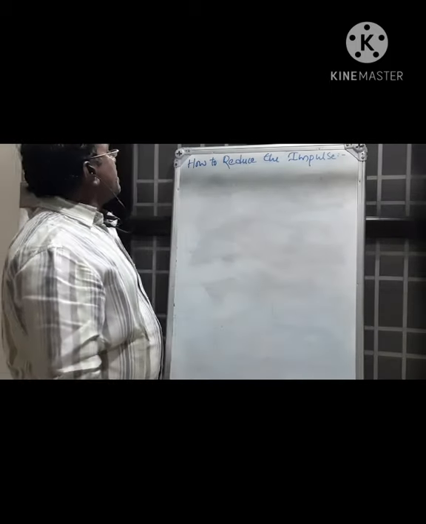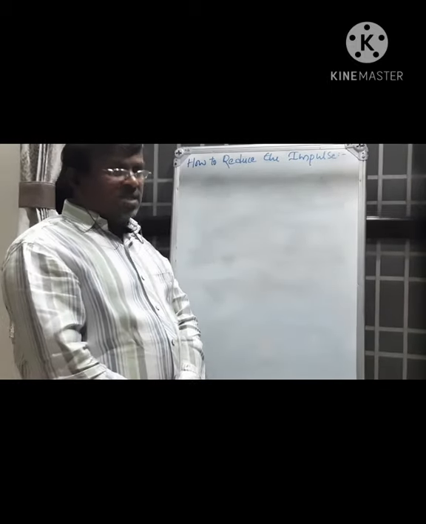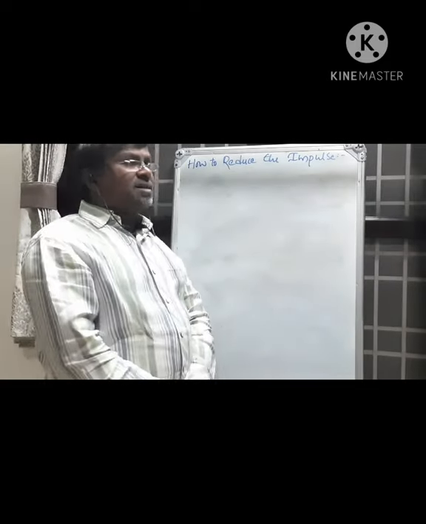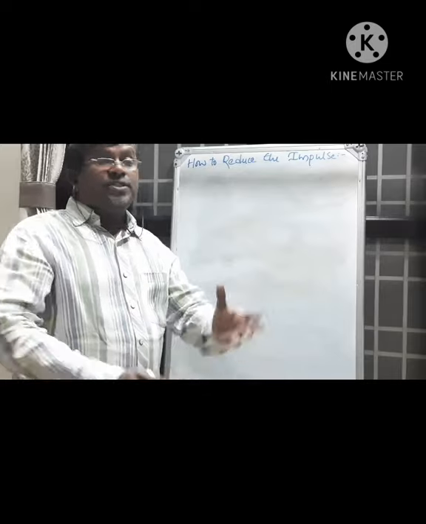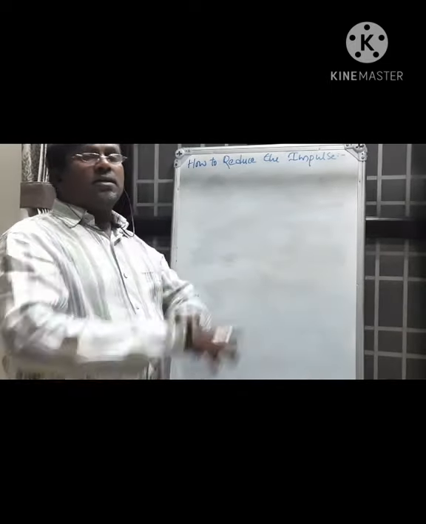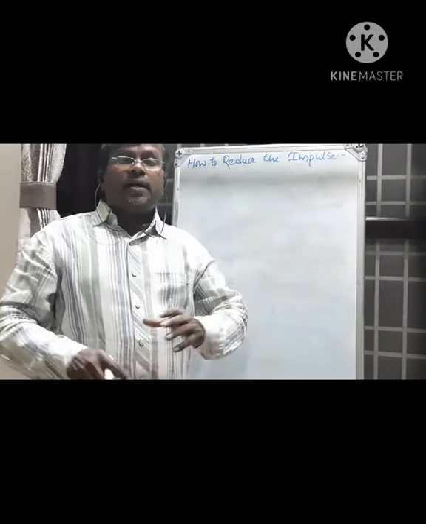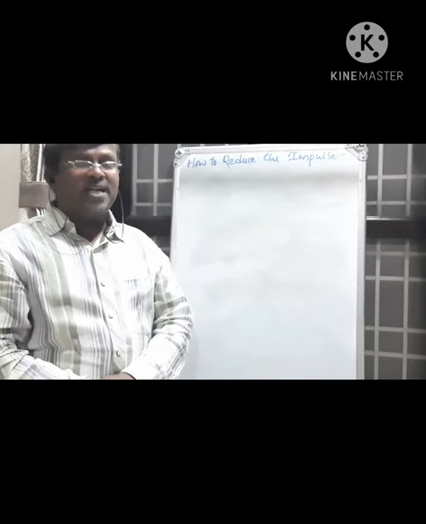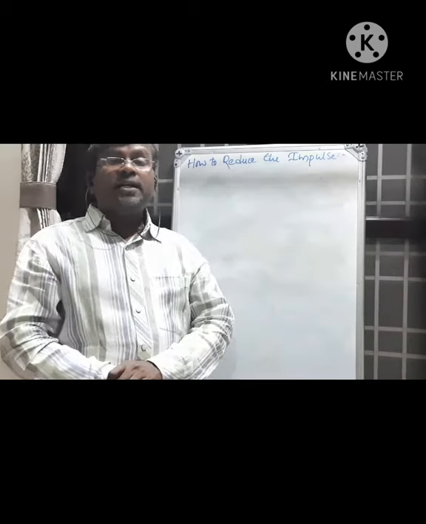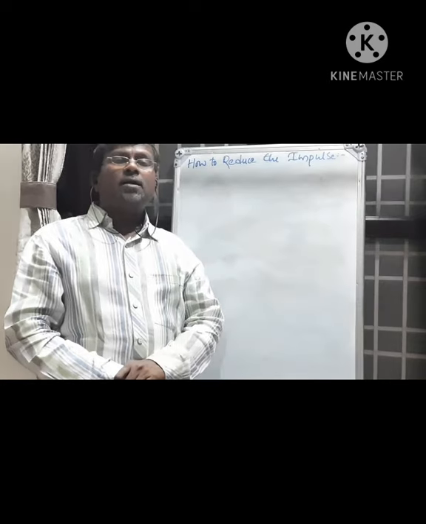Let us try to see how to reduce the impulse. Impulse sometimes gives us a kind of pain that we have learned. Also, impulse sometimes gives us huge damage, in the case of an accident, when a car hits the wall or a car hits a lorry. In that case, a large amount of impulse takes place. It damages, and sometimes it may even lead to death. So we have to reduce the impulse.